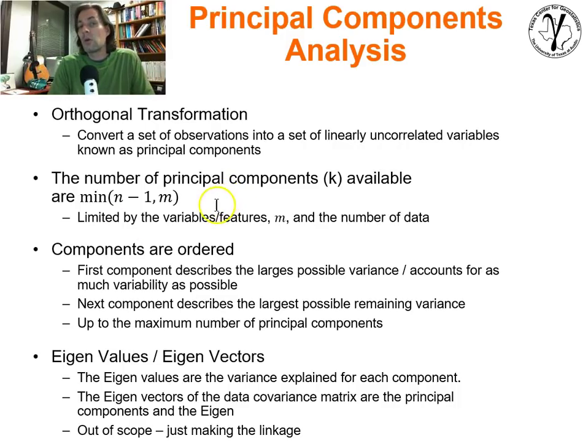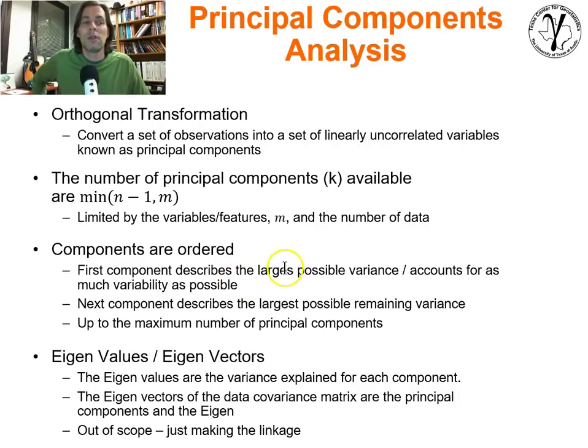The number of principal components you can calculate from a given data set is going to be the minimum of either the number of variables that you're working with, m, or the number of data minus 1. And that makes sense. If you have enough data, yeah, you can find principal components, you can fit them for all of the possible variables. If you only have 5 data, you very well can't fit principal components in 5, 6, 7 variables because you just don't have enough data to be able to explore and understand those relationships.